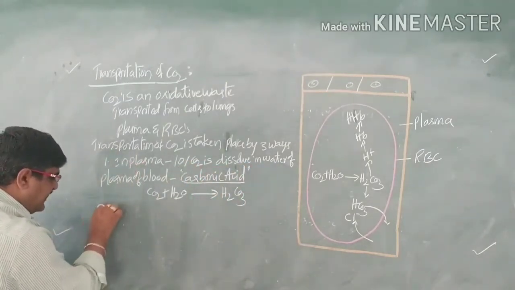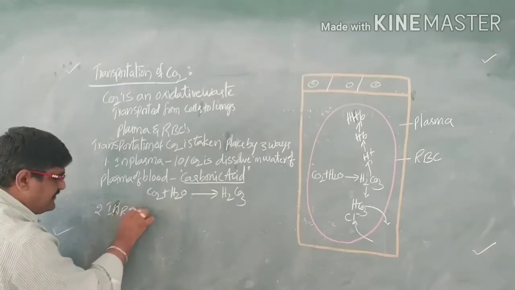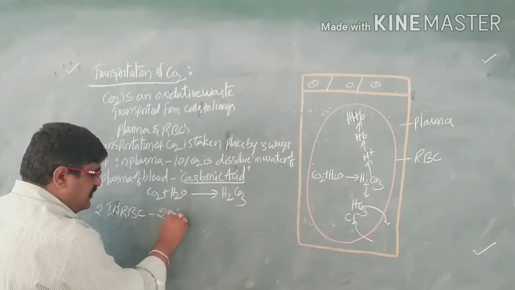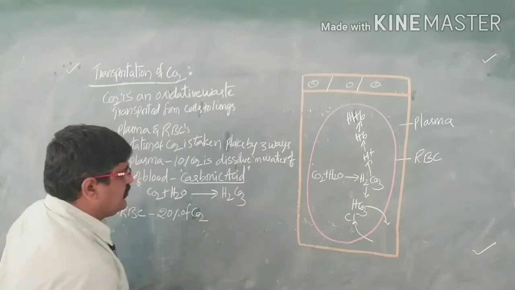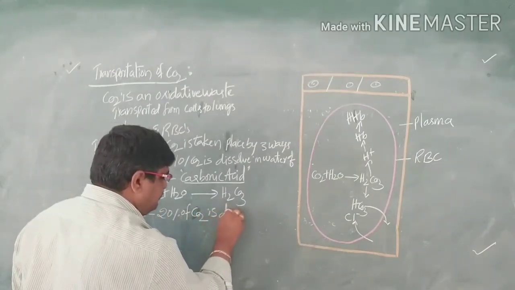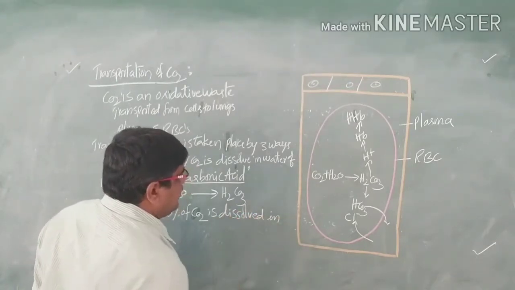Next, in the RBC, 20% of carbon dioxide is dissolved in the RBC.